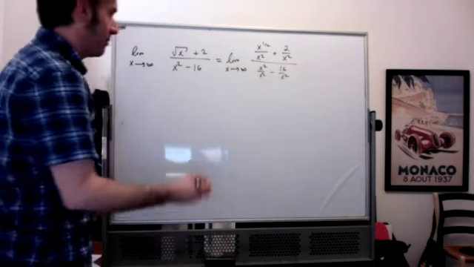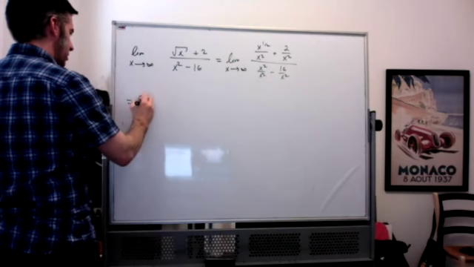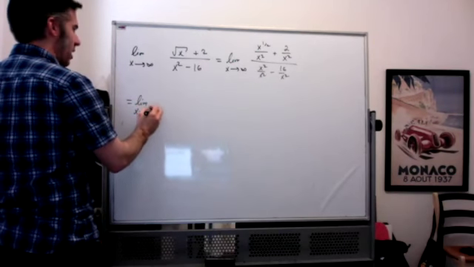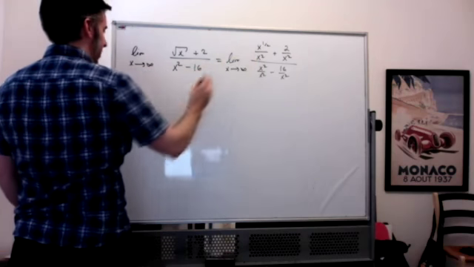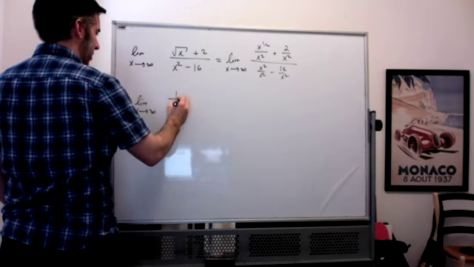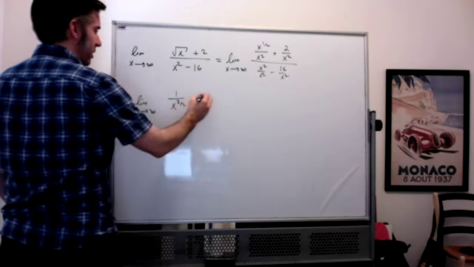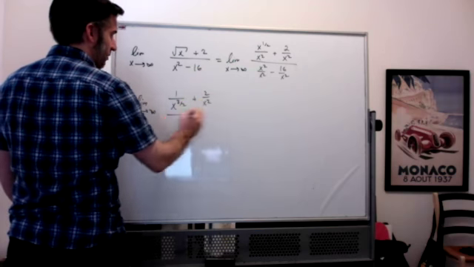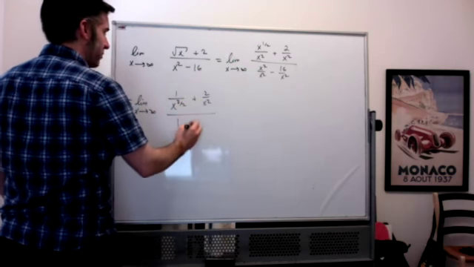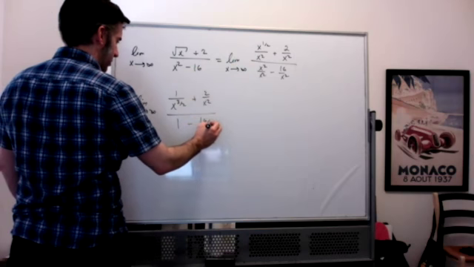Now I'm going to simplify. This is going to be the limit as x goes to infinity of x to the 1/2 over x squared, which is 1 over x to the 3/2, plus 2 over x squared, divided by x squared over x squared, which is 1, minus 16 over x squared.